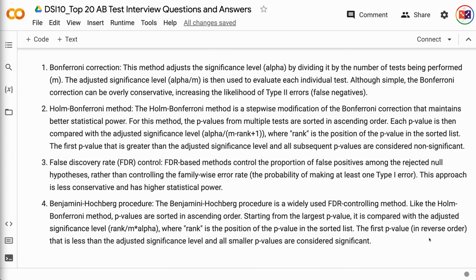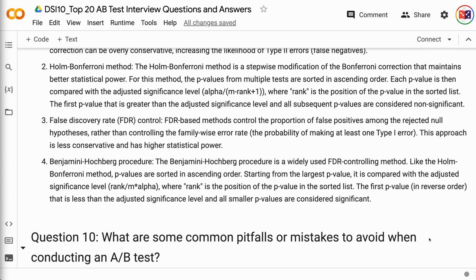The Holm-Bonferroni method is a stepwise modification of the Bonferroni correction that maintains better statistical power. For this method, the p-values from multiple tests are sorted in ascending order. Each p-value is then compared with the adjusted significance level, where rank is the position of the p-value in the sorted list. The first p-value that is greater than the adjusted significance level and all subsequent p-values are considered non-significant.